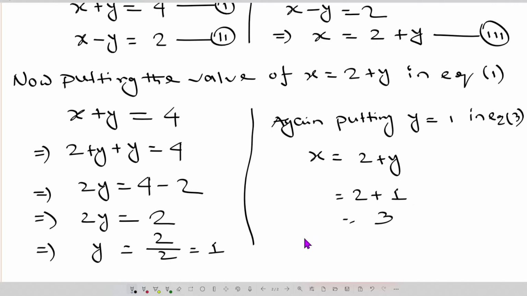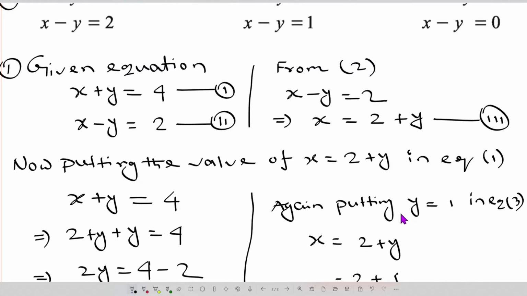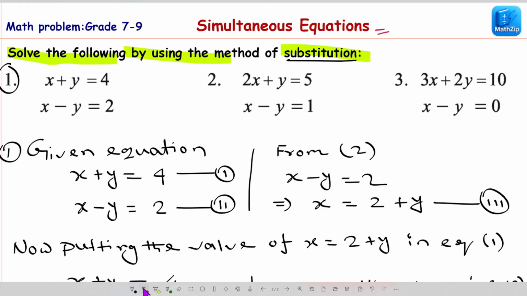Okay, so the calculated solution: x, y equals, x is 3 and y equals 1, and this is our answer. Very easy. So first question answer, our result is 3 and 1. Now number 2.